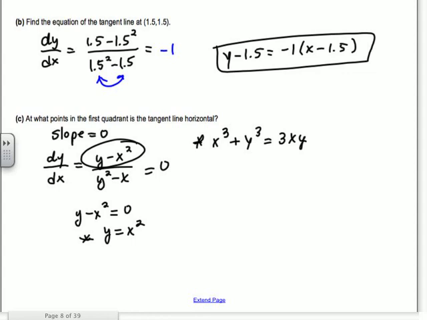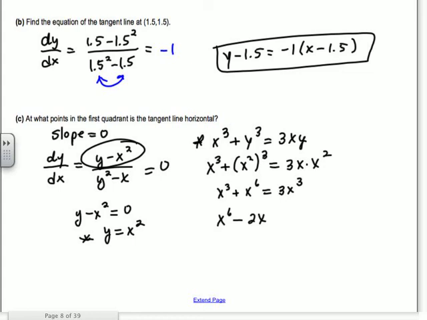All right, so we have two equations that have x and y in them, so we can solve for x and y. So I'm going to replace y with x squared. So I have x cubed plus x squared cubed equals 3x times x squared. So I get x cubed plus x to the 6th equals 3x cubed. Get everything on one side. So I'm going to have x to the 6th minus 2x cubed equals 0.